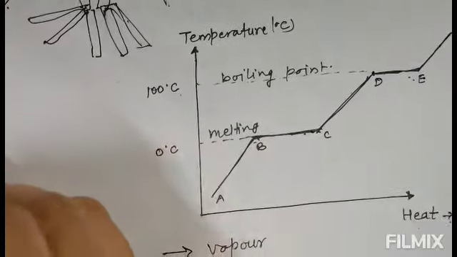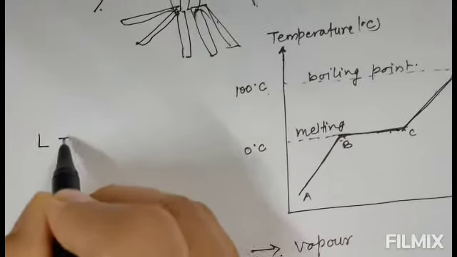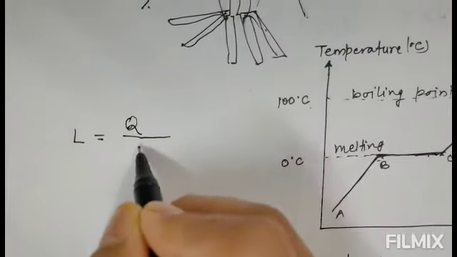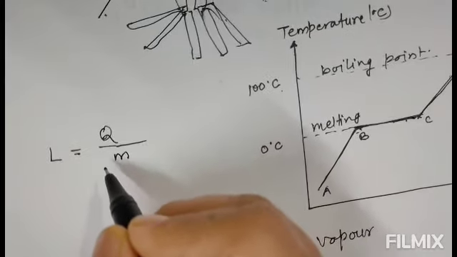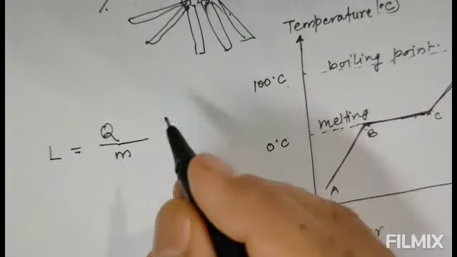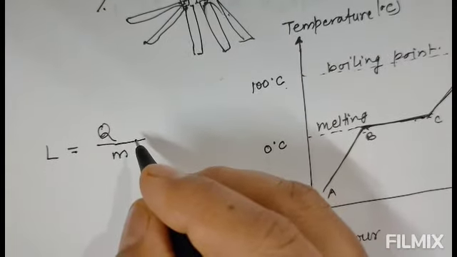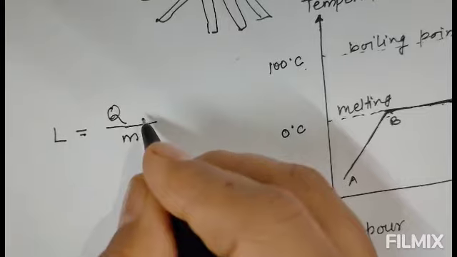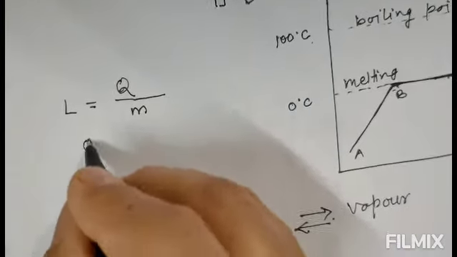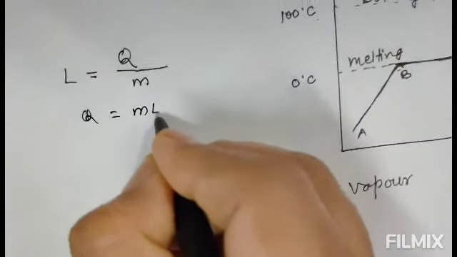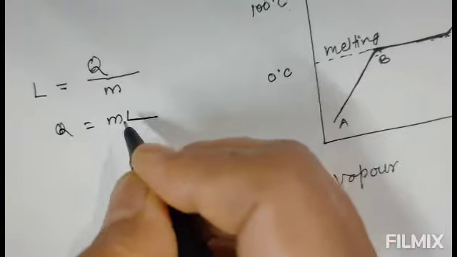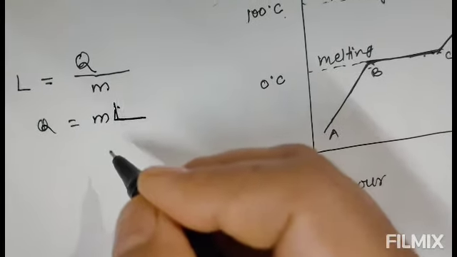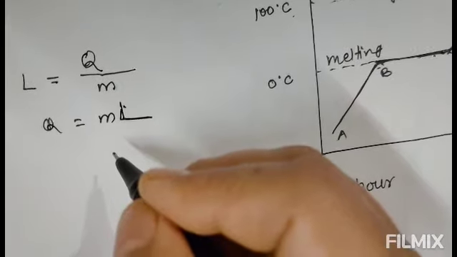The latent heat formula is given by L equal to the quantity of heat Q upon the mass m of the substance, as we have already defined. The latent heat is the amount of heat required to change the state of unit mass of a substance. So it is L equals Q upon m, or simply Q equals mL, where L is the latent heat, and it can be measured in joule per kg or calorie per gram.